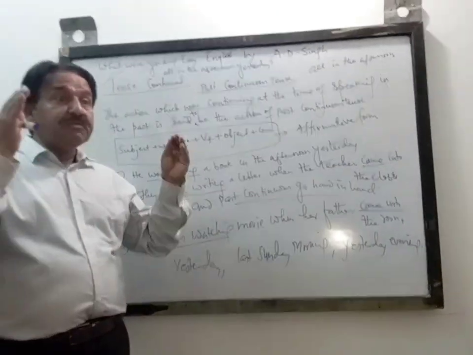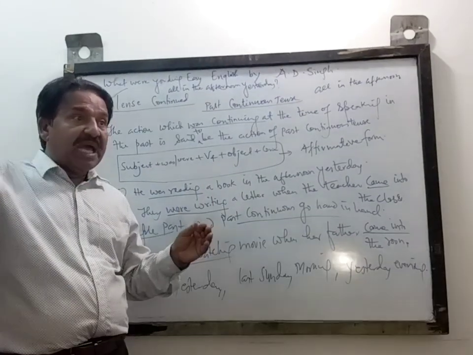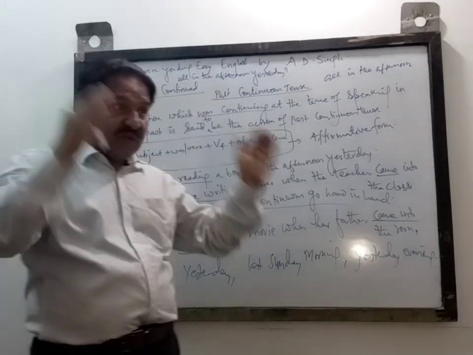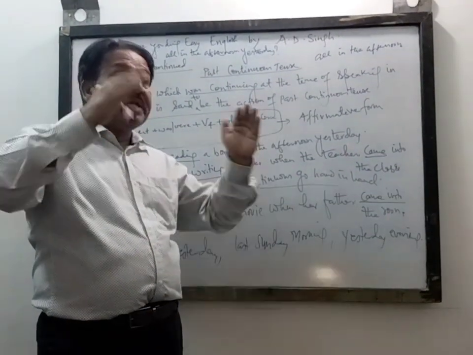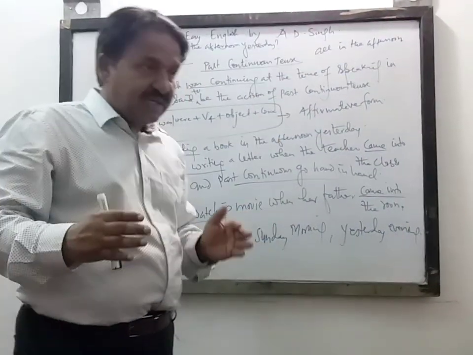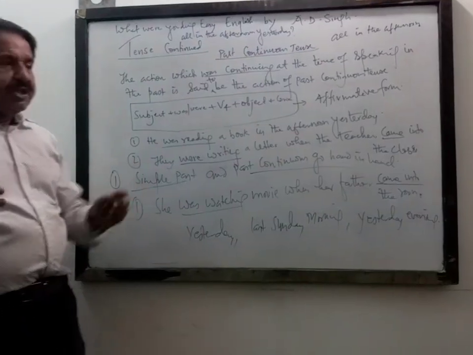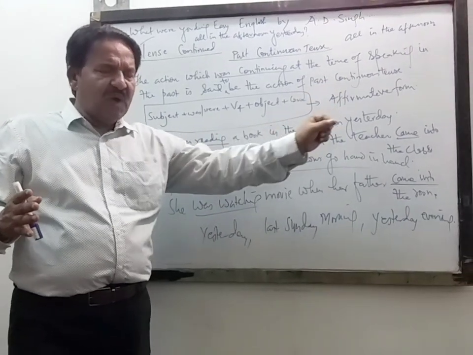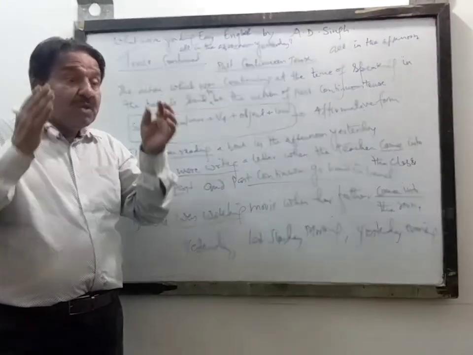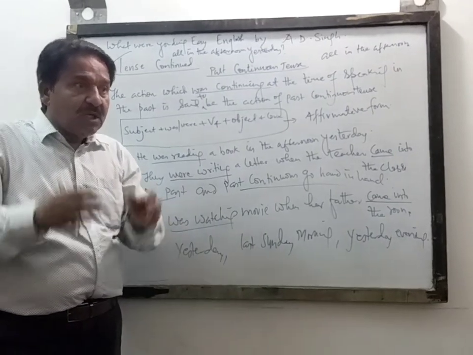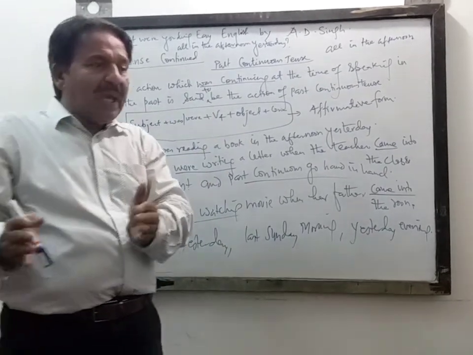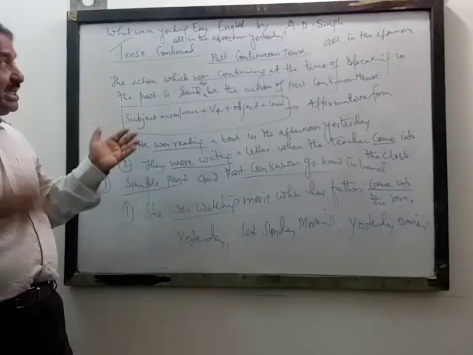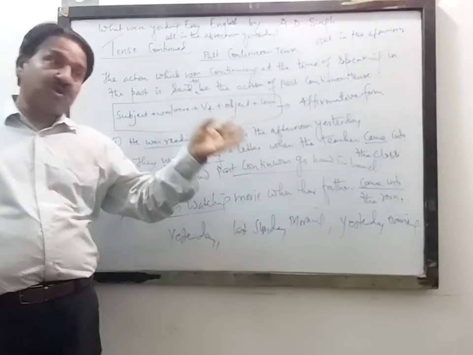The aeroplane was flying very high at the time when there were clouds in the sky. Like that, the school van was moving very fast when the children were standing there. What were you doing when somebody called you? So these are the uses of past continuous tense.